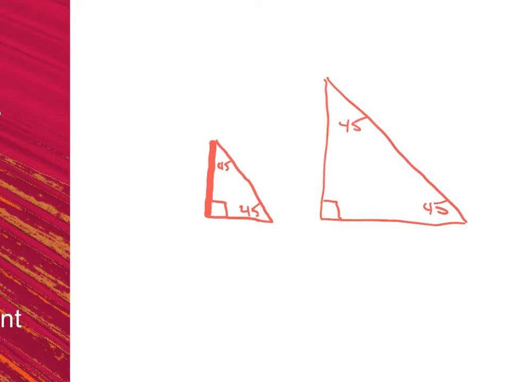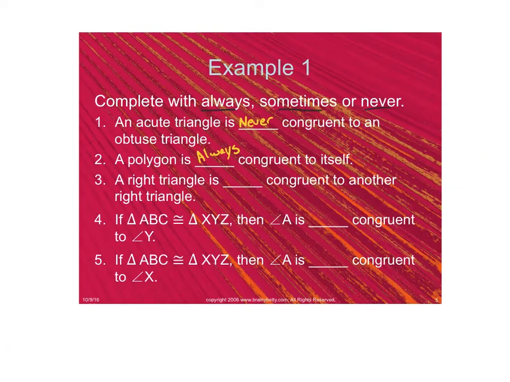Two triangles, both right triangles, both have the angles of 45, 45, and 90. Are they congruent to each other? No. Definitely not, because they don't have the same size. So while it is possible, it is not always true. So we will say this is sometimes.